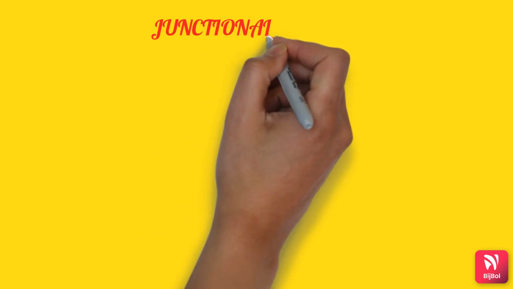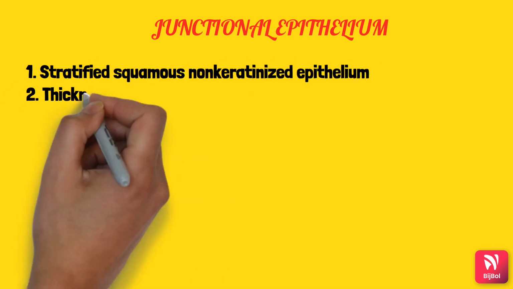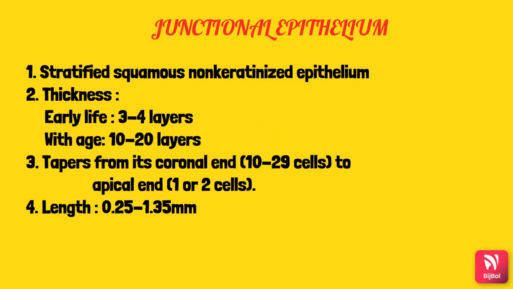Next, coming to the junctional epithelium. The junctional epithelium is a unique and peculiar kind of epithelium in many ways. It is also non-keratinized. In early life, it is only made up of 3 to 4 layers, but later it increases to 10 to 20 layers.